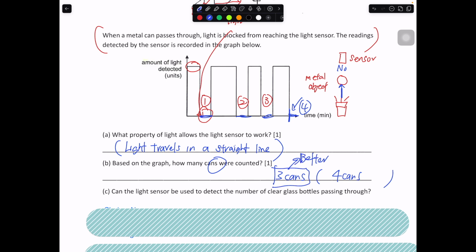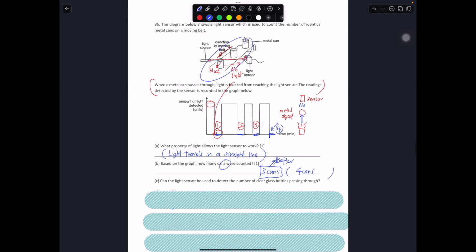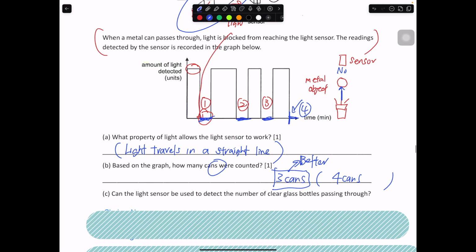Okay, it's also because the diagram shows 3 cans, and the graph also shows 3 areas where there is indeed zero amount of light detected. Okay, that's why it is 3. Okay, this will be a better answer.